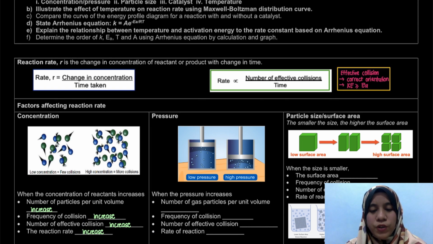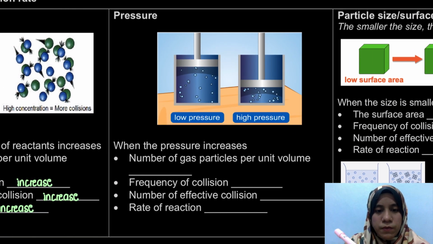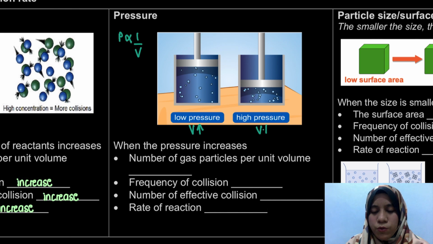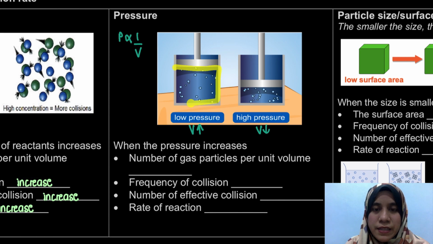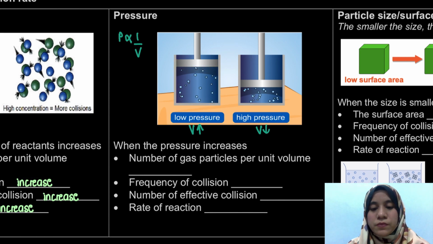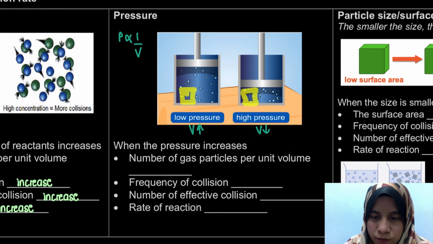Okay, for pressure, we're going to look at the case of gas particles per unit volume as well. From Boyle's law, we know that pressure is inversely proportional to volume. Here, low pressure means that the volume is high. Here, it means that the volume is low. We're not talking about the volume of the gas, we're talking about the volume of the container itself, or the volume of the system. So again, we're going to look at this specific per unit volume and this specific per unit volume. It's here and it's here.